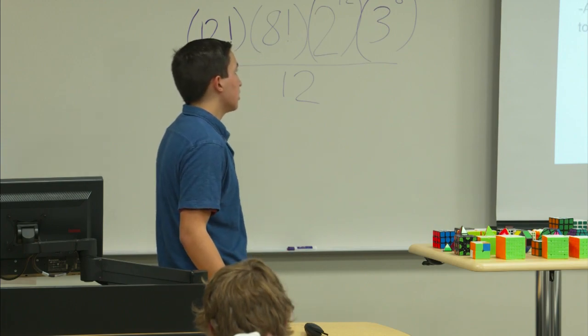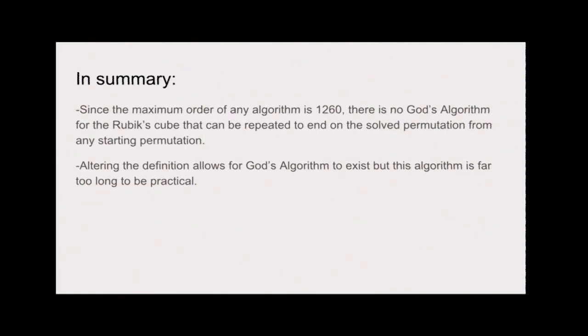Altering the definition allows for God's algorithm to exist, but the algorithm is far too long to be practical. So that was when we cut out the integer part. So we allowed for cutting short, and then we got the 34 quadrillion length algorithm that we're never going to find. So that doesn't really work as God's algorithm.